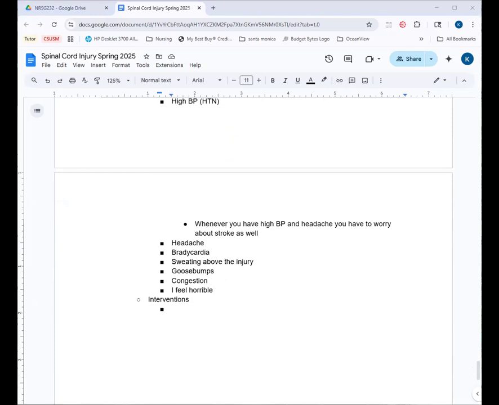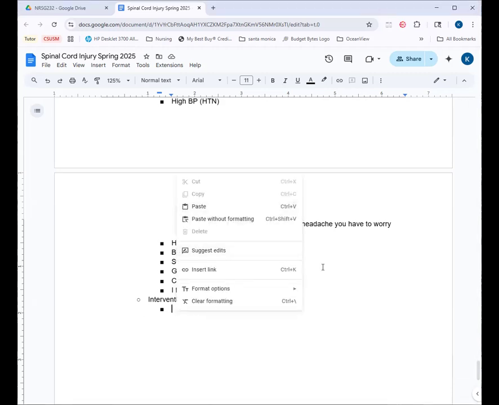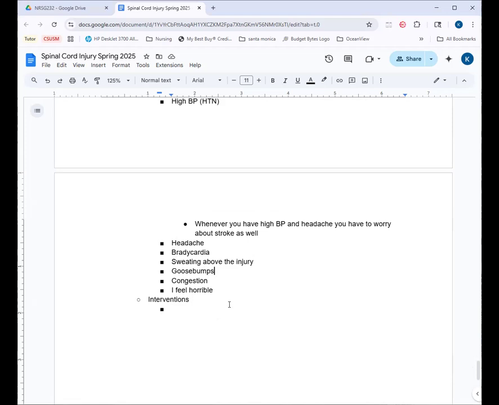All right, so what are your interventions for this? This one is important. I would know these. If you had a choice between calling the rapid response team or head of bed up, which one are you going to do first? Please do head of bed. The ultimate fix is to remove the stimuli, whatever that stimuli is. So head of bed up first. This is important. Treat the cause, not the blood pressure. Big important too.